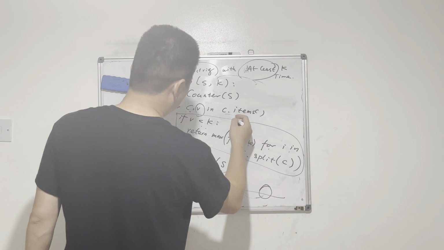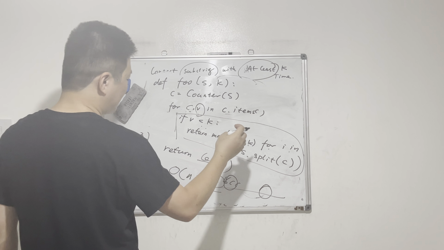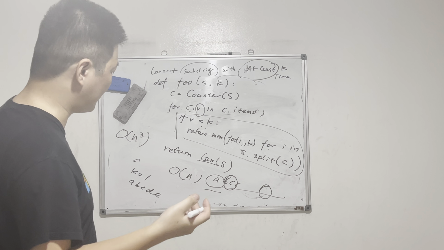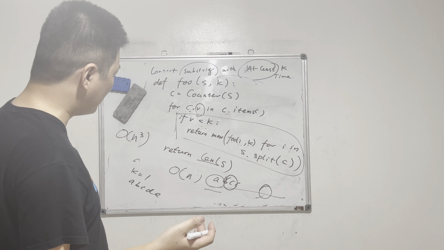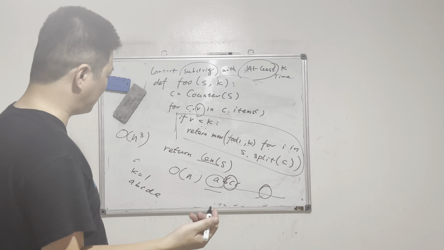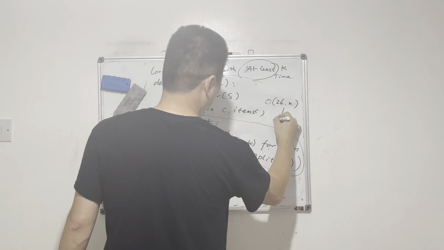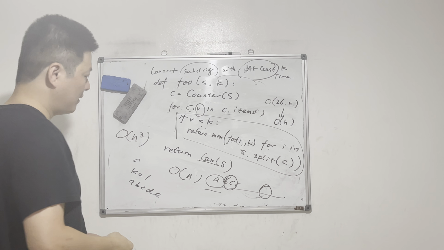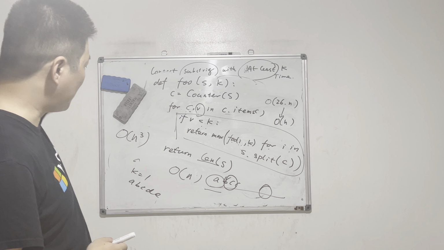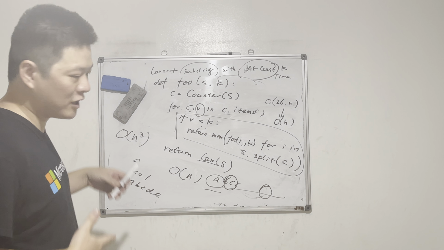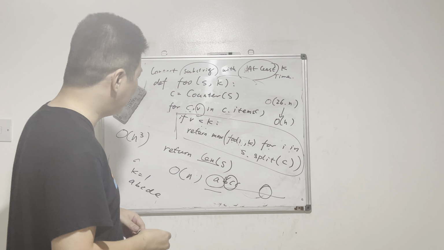Especially if the S only contains, for example, lowercase characters, so there's at most O(26n), which is O(n), right? Okay. Got it? Because these C dot items, group it. You only group it once, right? Got it?